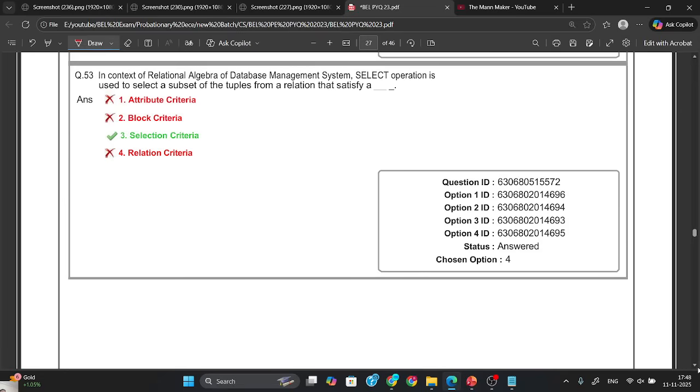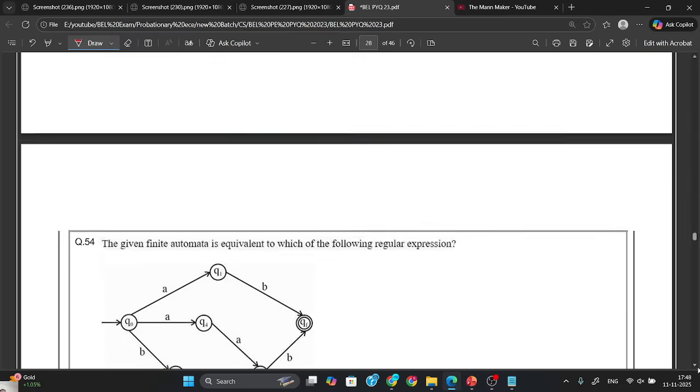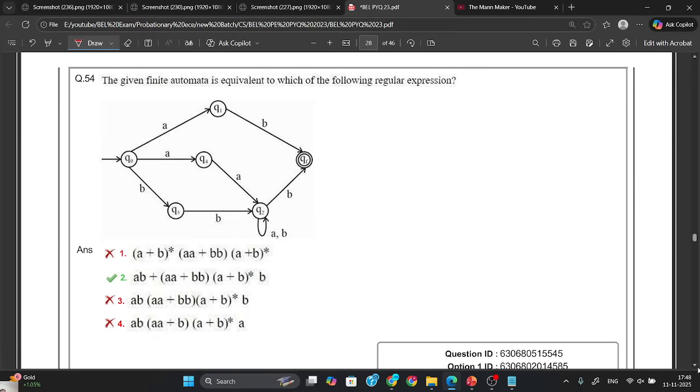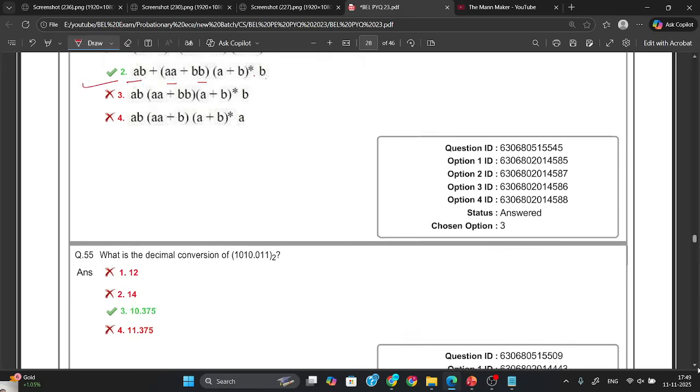In the context of relational algebra of database management, select operation is used to select a subset of the tuples from the relation that satisfy a selection criteria. Okay, so like that one-liner question you will get in an exam. The given finite automaton is equivalent to which of the following expressions? So from here you can see this is AB plus AA plus BB and A plus B mod A. So Option B is your right answer.